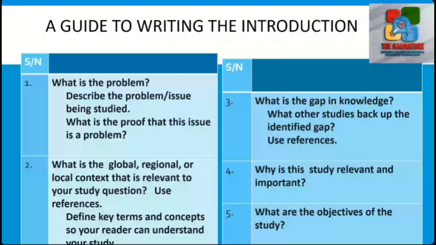Then the third one is the gap, which I have explained. The fourth one is the justification of your study, why this study is relevant and important. And the fifth one is what the objective is. Then that is the last paragraph we are expecting when we are reading your introduction section. Next, please.